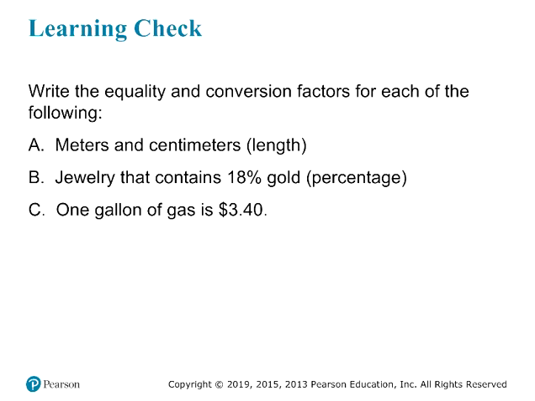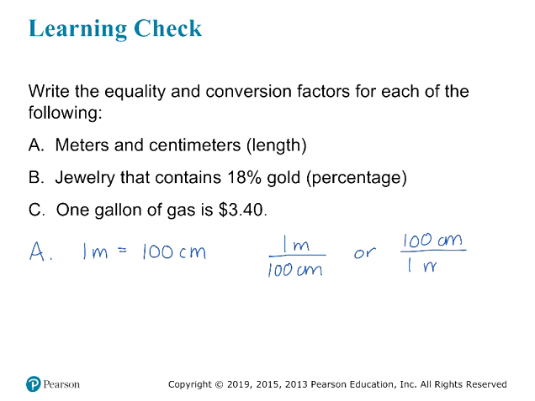Okay, so let's go over A. In A, we're comparing meters and centimeters. So we just saw on a previous slide that 1 meter is equal to 100 centimeters. So we can write that in two ways. We could write this as 1 meter over 100 centimeters, or 100 centimeters over 1 meter. So those would be our two conversion factors.